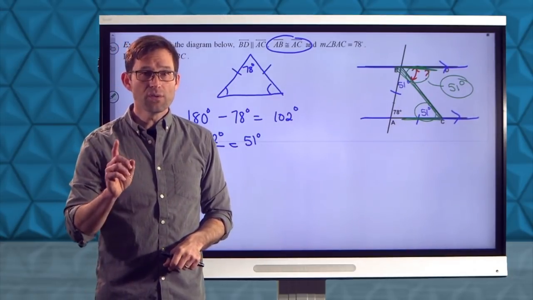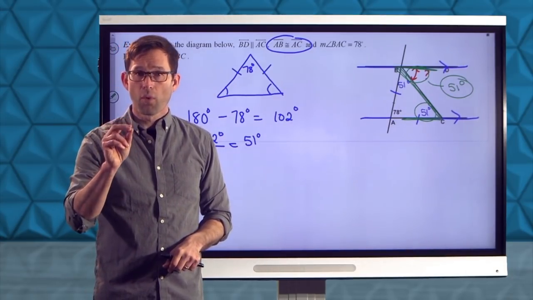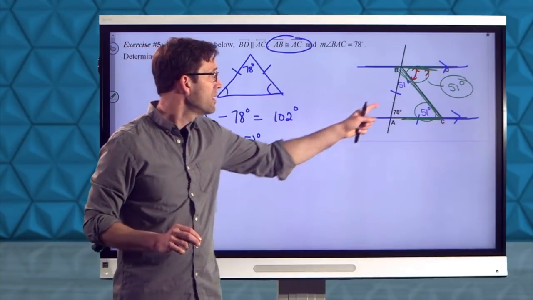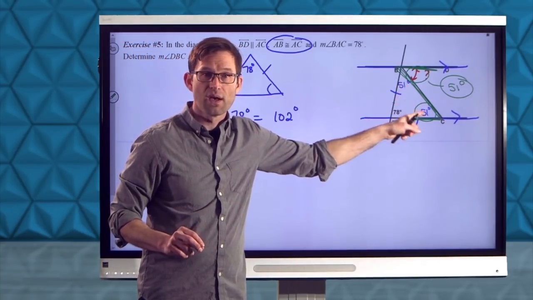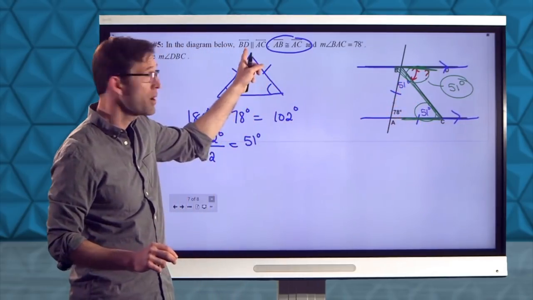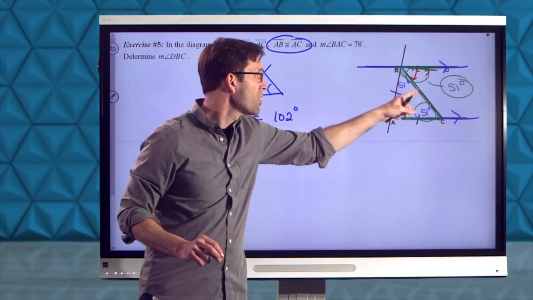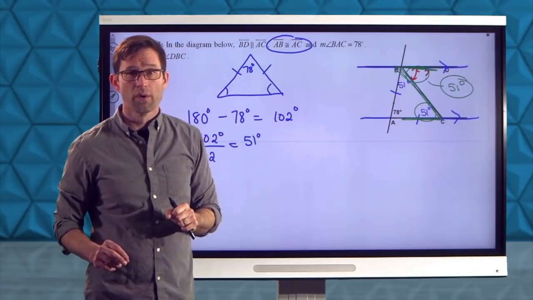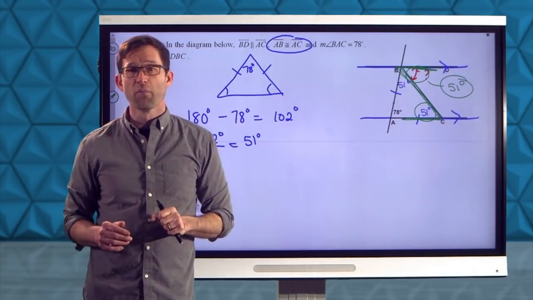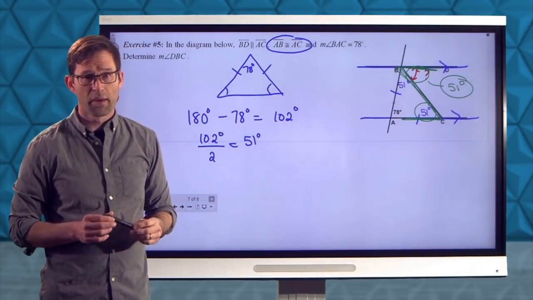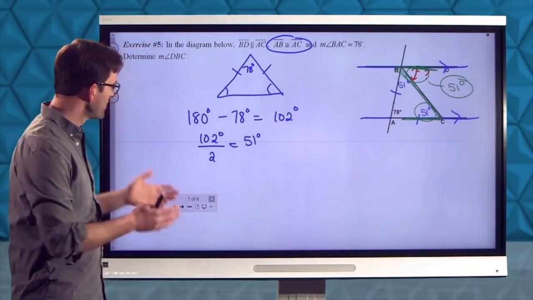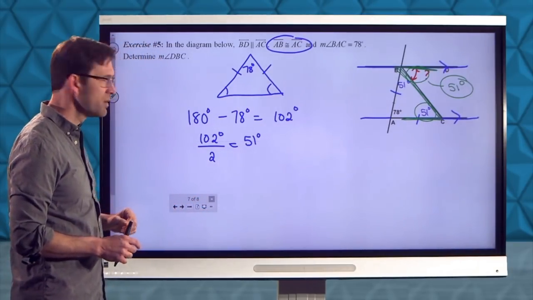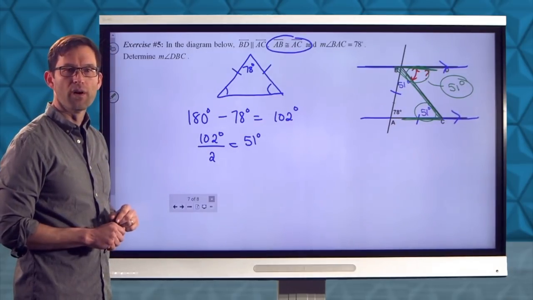We did have to use, though, two important things. We had to use the fact that this was an isosceles triangle and therefore these two base angles were the same size. And we had to use the parallel line property that says alternate interior angles are congruent. Thankfully, though, I pulled out of the more difficult way of thinking about the problem before it was too late. All right. Anyway, let me step back, take a moment, look at this problem, and then we'll move on.